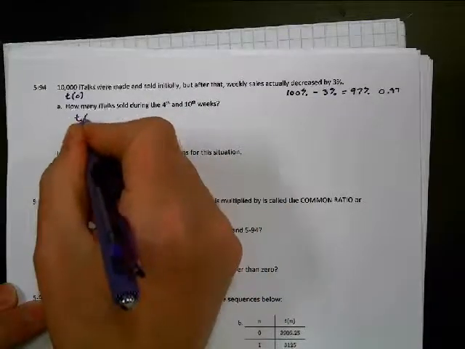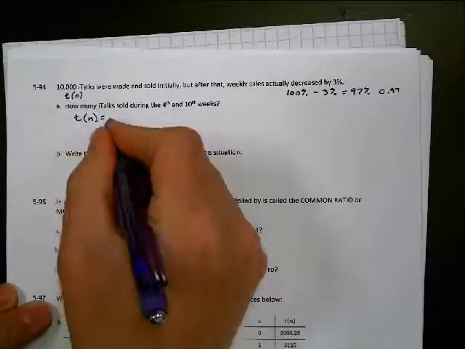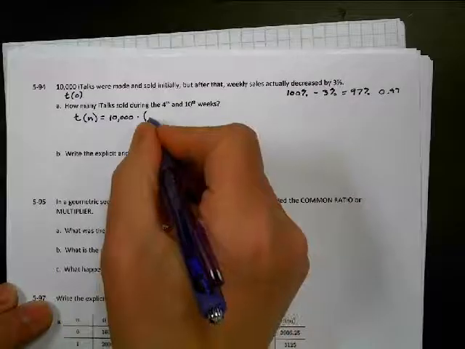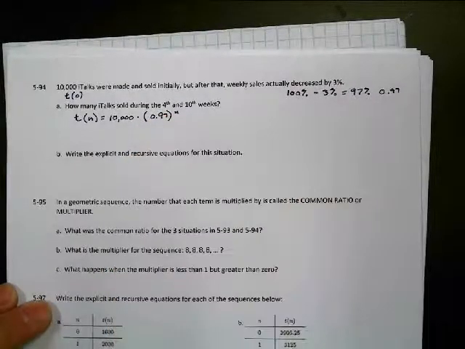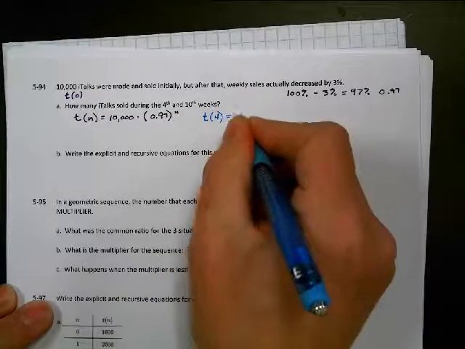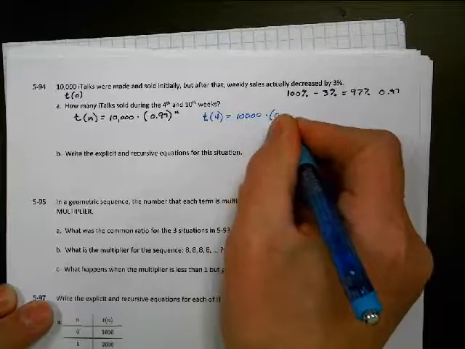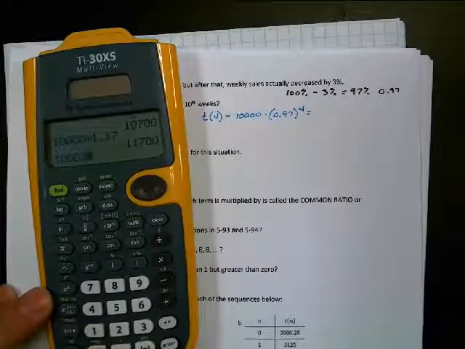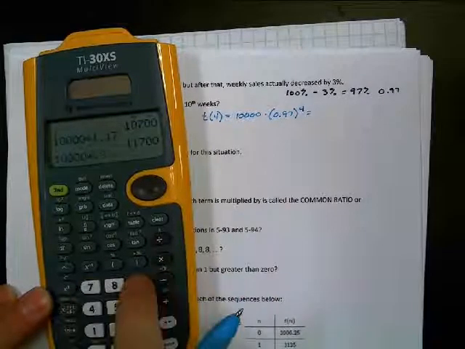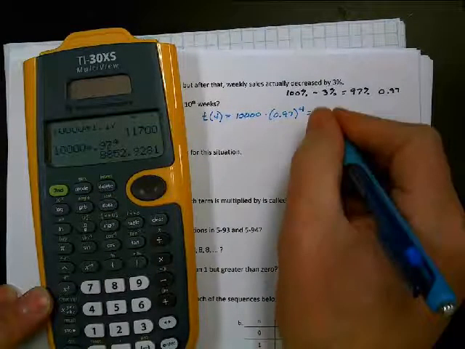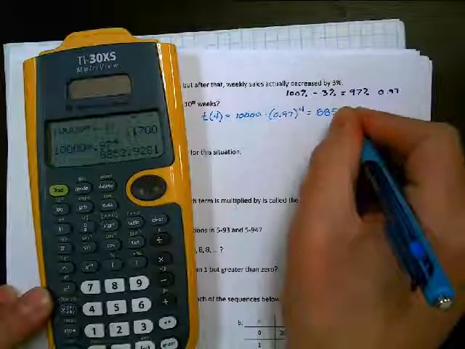We would say the explicit formula would be T of n equals 10,000 sold initially. So that's our T of 0. And then we would multiply it. Our multiplier here is 0.97 to the nth power. So if I want to find the fourth week, that would be the fourth term. That would be 10,000 times 0.97 to the fourth power. So 10,000 times 0.97 to the fourth power gives us 8,853. So it went down, which it should because it's decreasing.